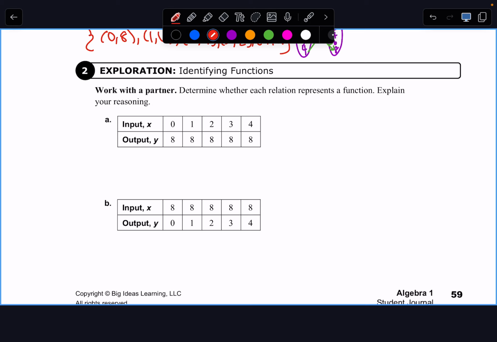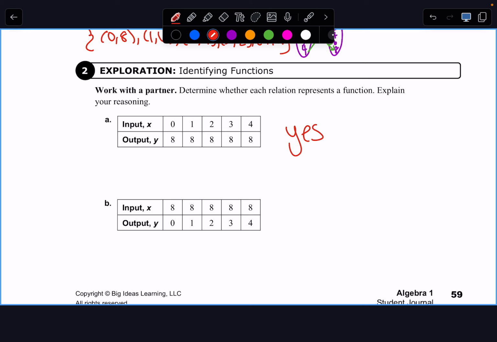All right. Is a a function? No. I'm hearing yes and I'm hearing no. Okay. I see the coordinate x is 0, y is 8. Is there another x is 0 that has a different y? No. Okay, that's good. I see the coordinate 1, 8. Is there another x equals 1 that has a different y value? No. So every x has one y. So yes, this is a function.